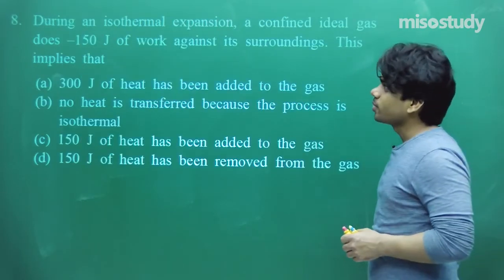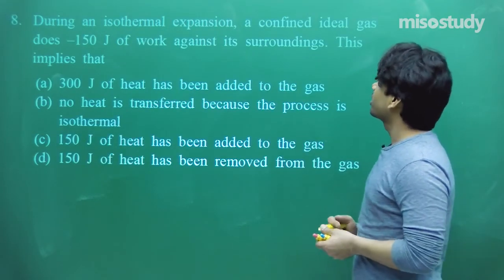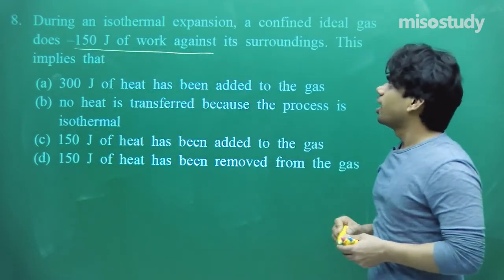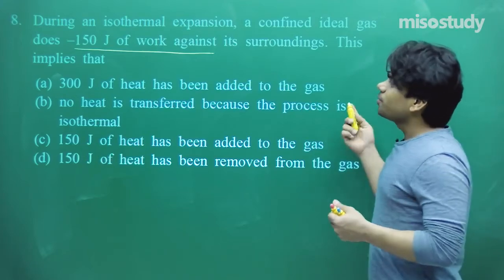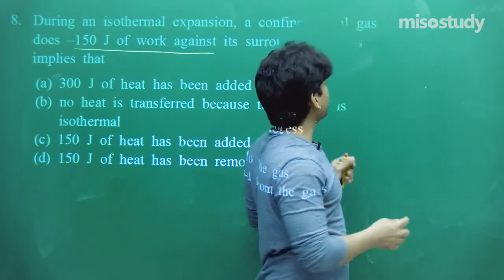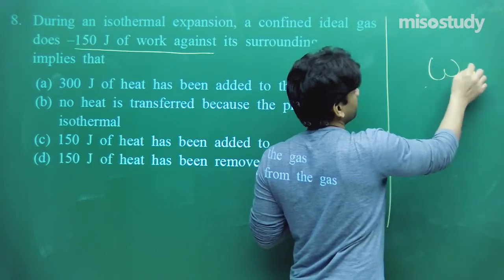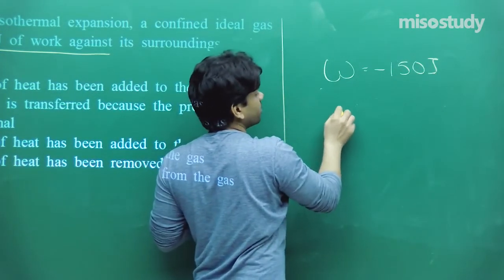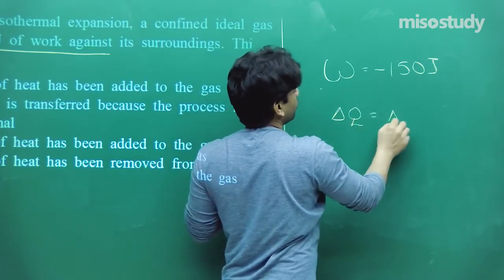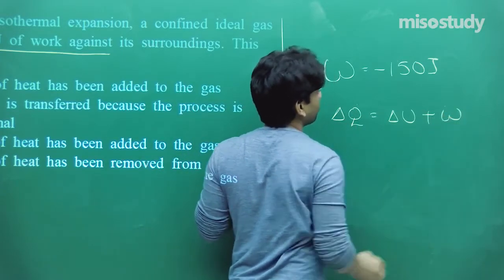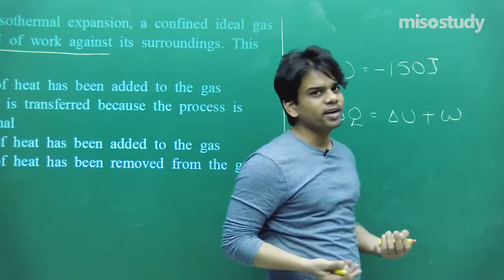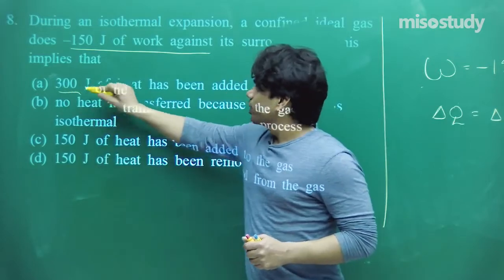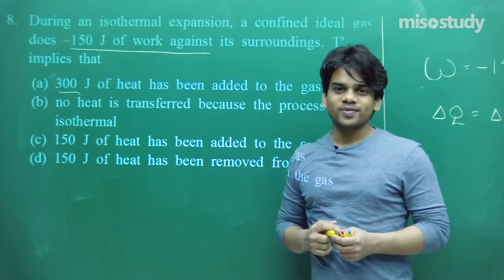Question number 8. During an isothermal expansion, a confined ideal gas does minus 150 joule of work against its surroundings. This implies that minus 150 joule of work is done. We all know from the first law of thermodynamics, delta Q is equal to delta U plus W. Now let us see what more we can identify. This implies that 300 joule of heat has been added to the gas.